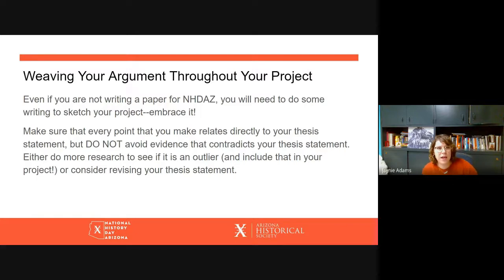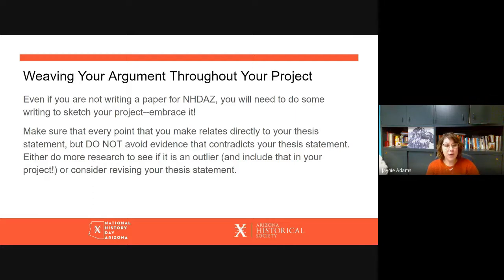Make sure that every point that you make relates directly to your thesis statement. Like I said, we want to make sure that we're picking our best evidence. We're going to find a lot of really cool stuff while we're doing our research, but we just want to make sure that we're including the best evidence that we can include in our project.